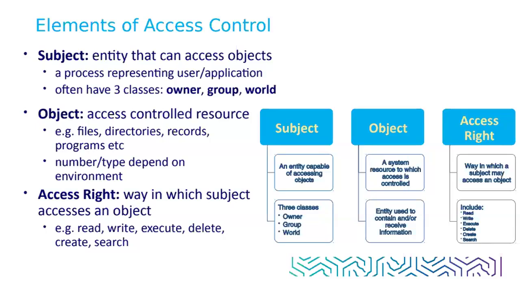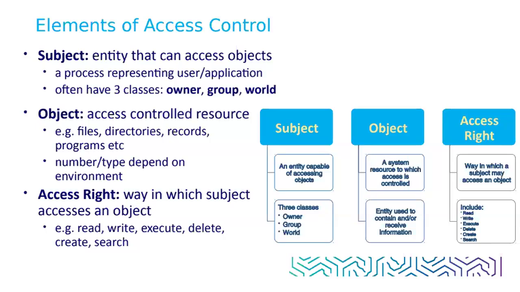So the first element is the subject, an entity that requests access to a system resource, that is the object. And then many operating systems organize the subjects into three common classes: owner, group, and the world.